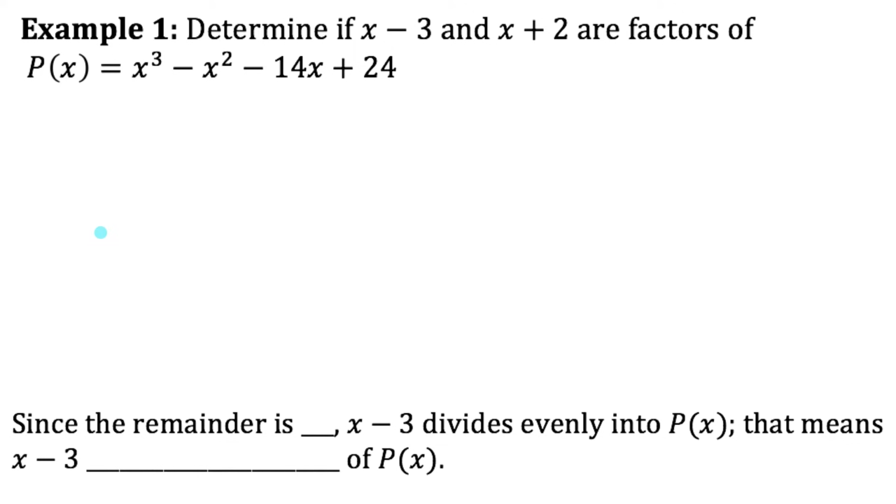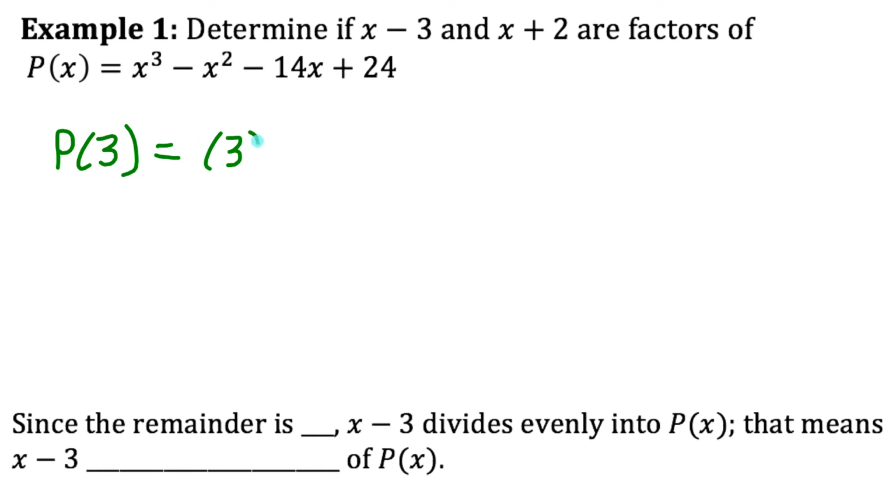They would be factors of that polynomial if I were to do the division of that divided by either of these and get a remainder of 0. But we don't actually have to do the division. We can just use the remainder theorem. Plug the 0 of the divisor, so what makes x minus 3 be 0 would be 3, into the polynomial function. If it makes the function be 0, then we know it is a factor.